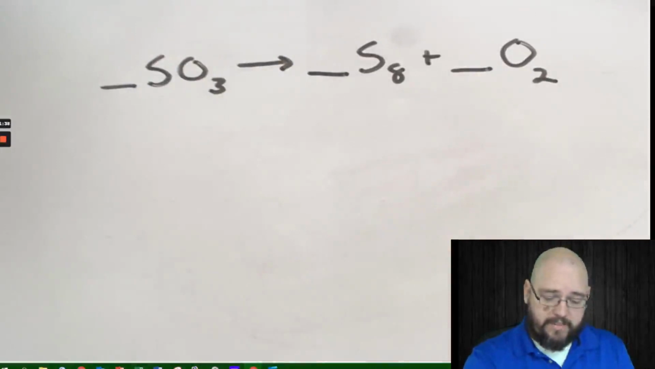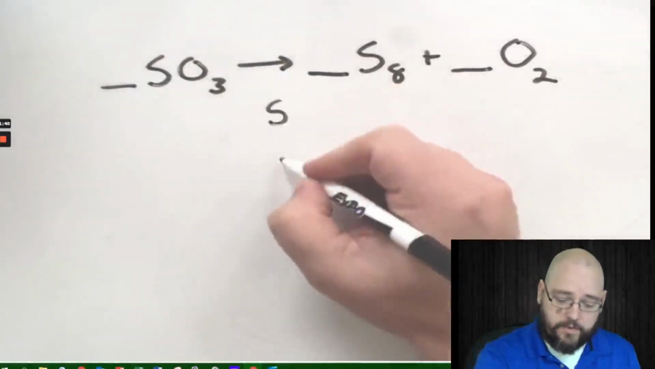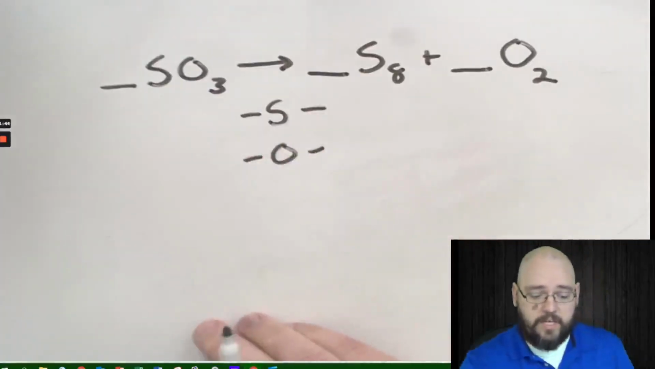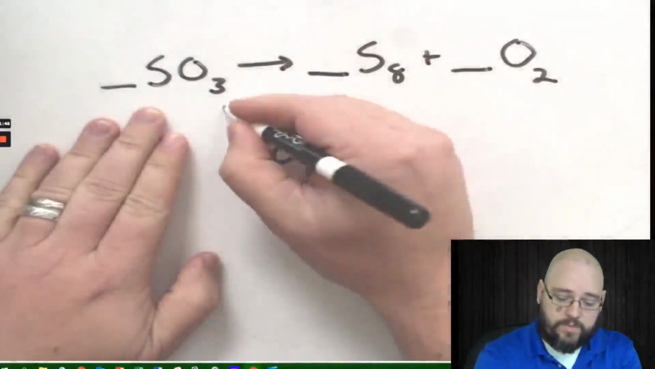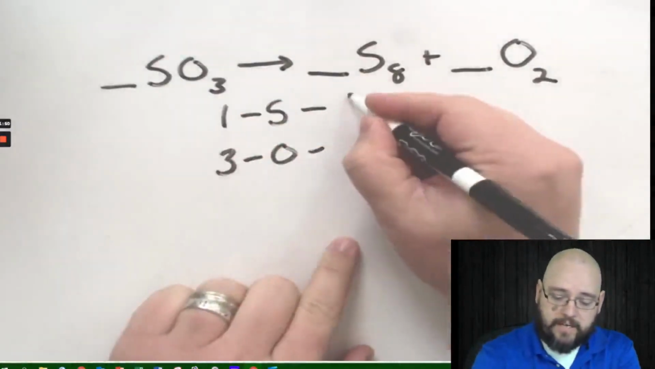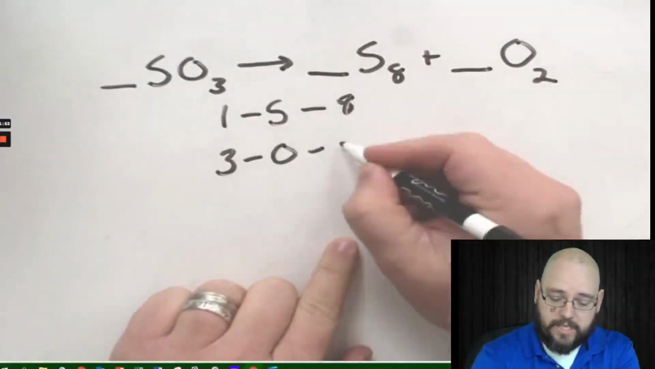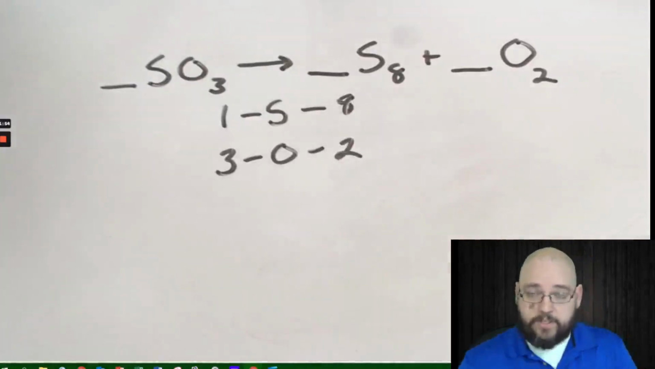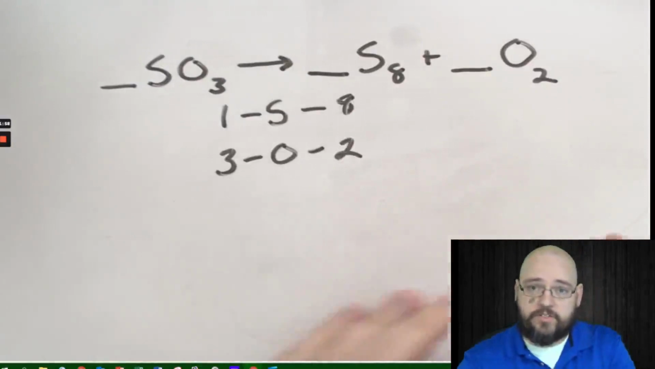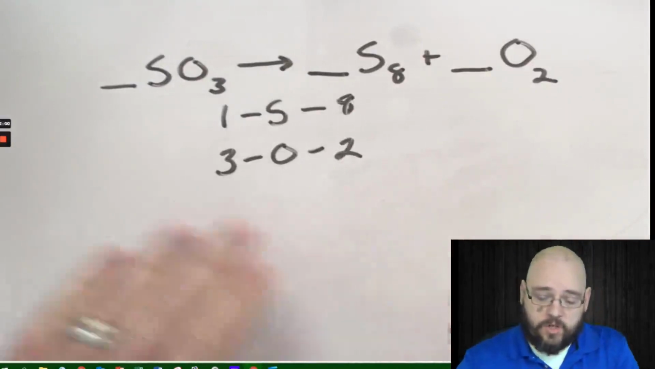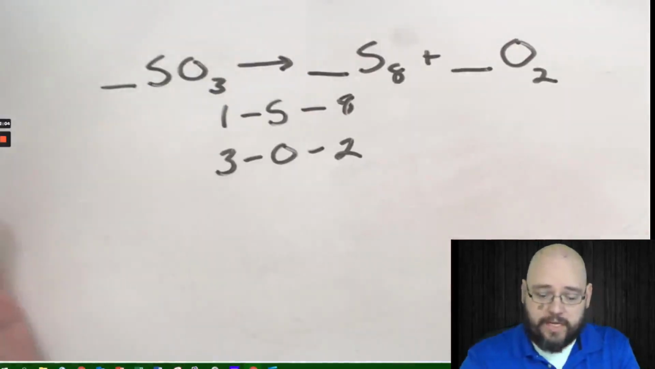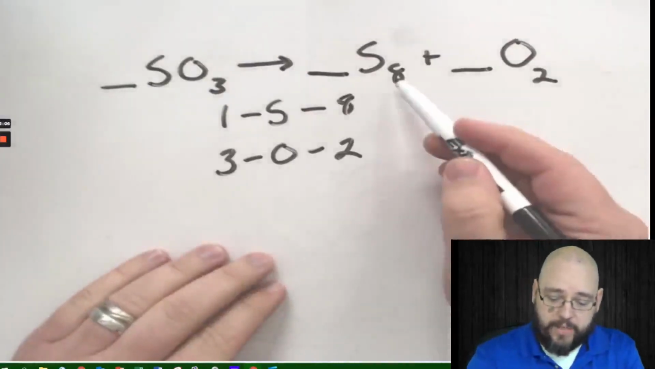So let's look at the elements. I just have sulfur and oxygen. That's all that's involved in this reaction. On the left side, I have 1 sulfur and 3 oxygens. On the right side, I have 8 sulfurs and 2 oxygens. So I need to get an equal number of sulfurs and oxygens on each side of the equation. So I usually like to deal with oxygen last, that's just the way I do things. So let's balance the sulfurs.